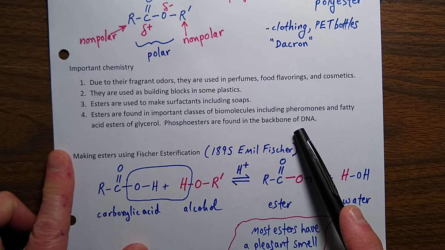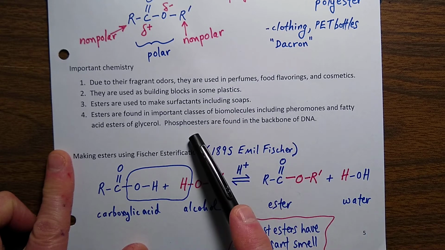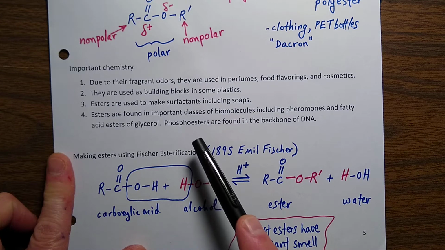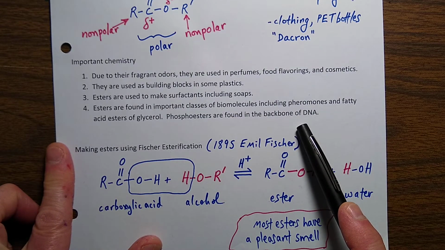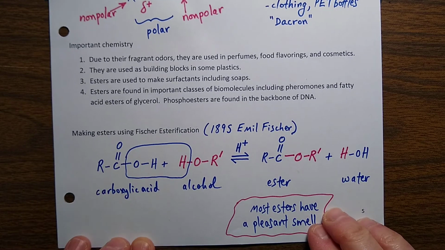Phosphoesters are found in the backbone of DNA. Phosphoesters are like esters, but instead of carbon, it's phosphorus. And they're extremely important in ATP, it's called. It's the energy molecule that is used in our bodies to convert food into energy. Extremely complicated stuff.